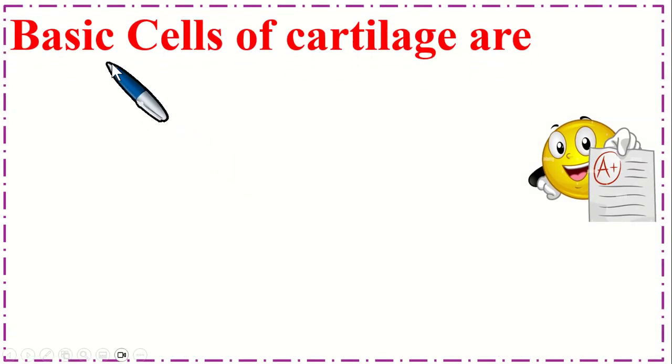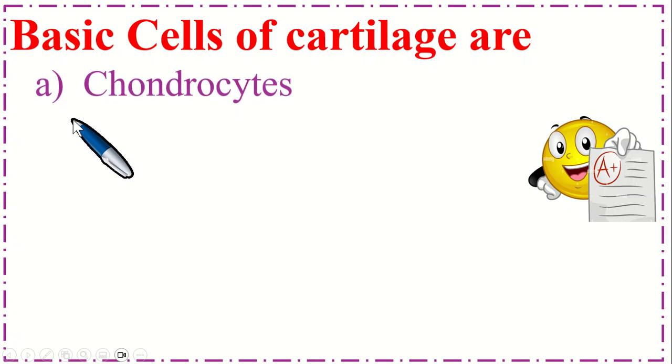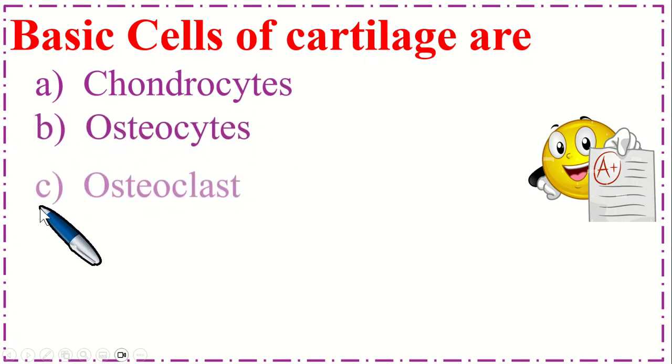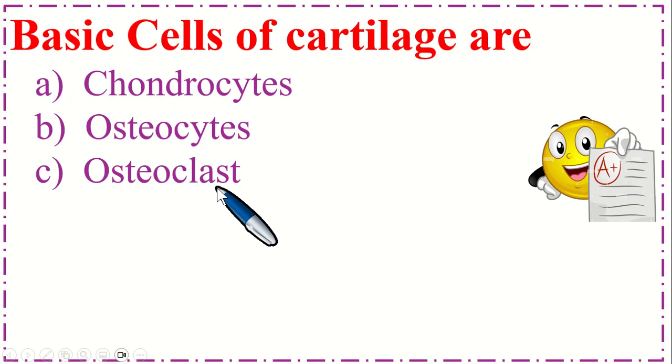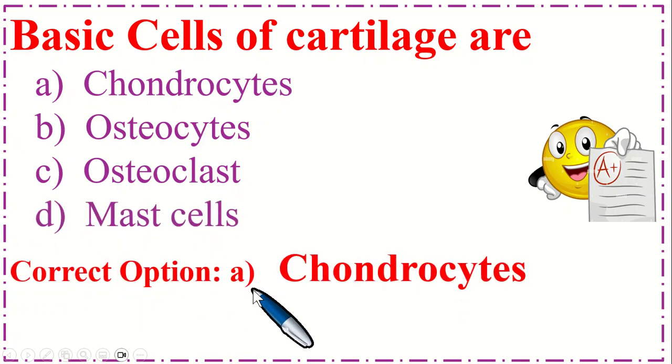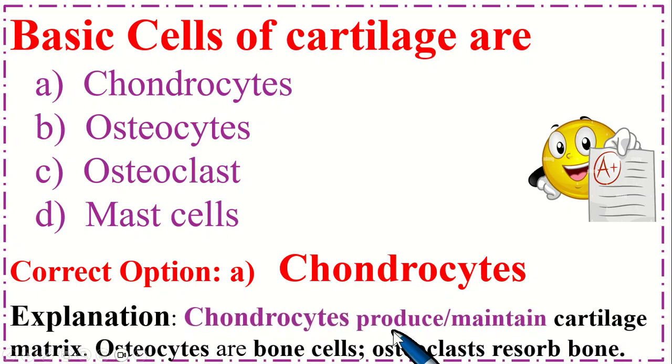The basic cells of cartilage are option A chondrocytes, B osteocytes, C osteoclasts, and option D mast cells. So the correct option is A, chondrocytes. The chondrocytes maintain cartilage matrix. Osteocytes are bone cells, osteoclasts resorb bone.